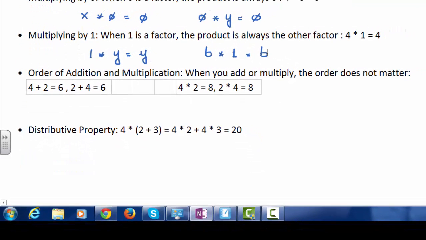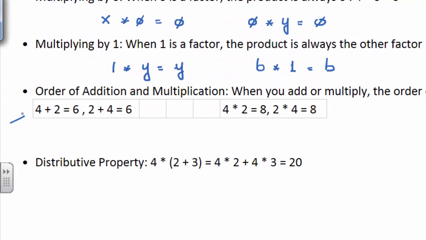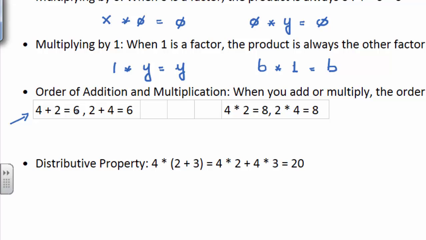Order of addition and multiplication. When you add or multiply, the order does not matter. As you can see, in the first example, 4 plus 2 equals 6. If I change the order and say 2 plus 4, again it's the same answer, 6. What about multiplication? 4 times 2 equals 8. If I switch 4 and 2 and say 2 times 4, again it gives me the same answer.